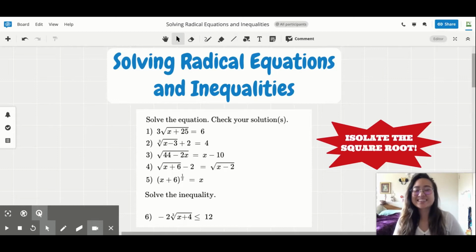Hey everybody! Today we're going to be working on solving radical equations and inequalities. That is, we're going to be solving these equations with square roots. We're going to be solving for x and keeping in mind that the way to solve these is to isolate the square root. And then number 6 is going to be an inequality. So let's get started.